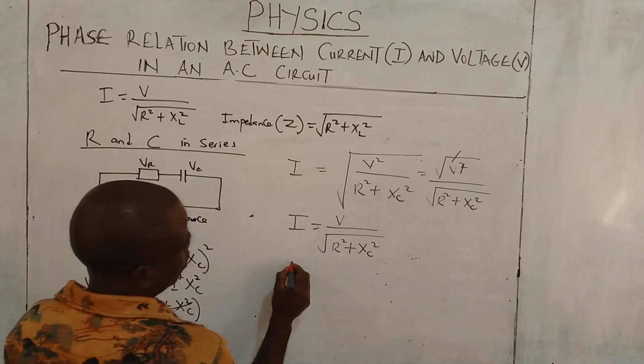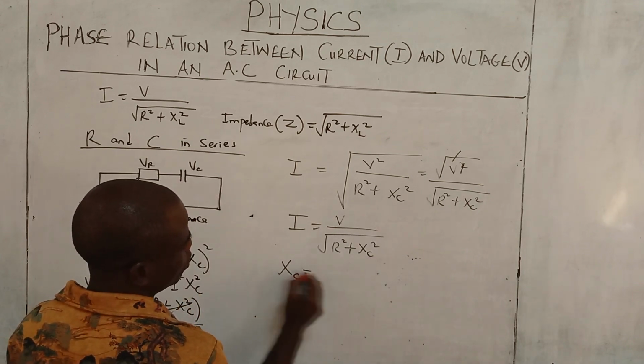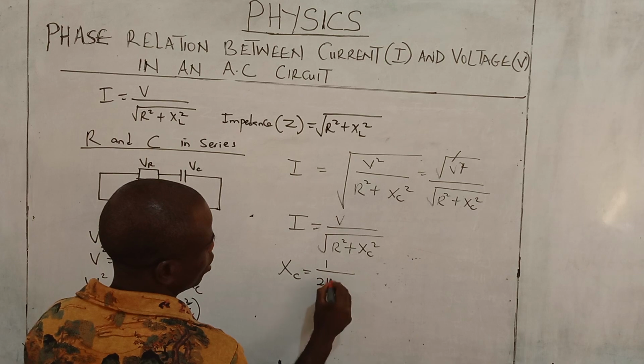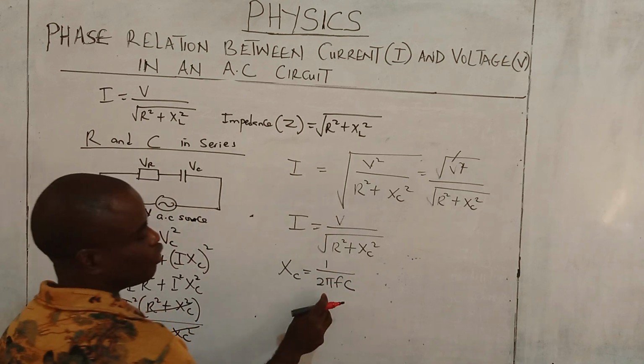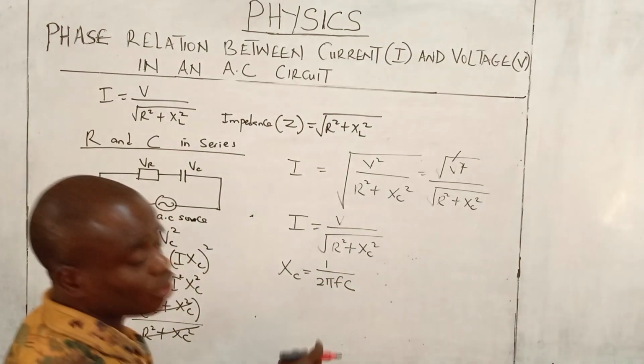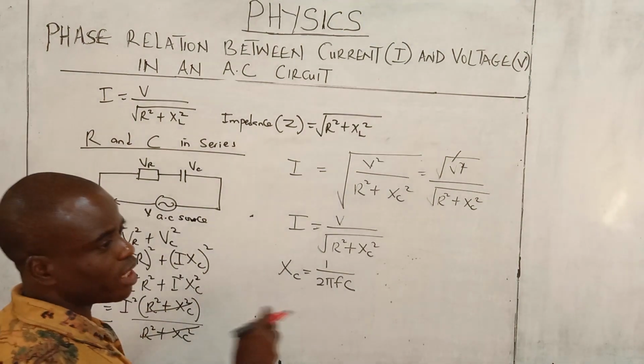In this case, we have the capacitive reactance to be 1 over 2 pi FC. But under an inductor, the inductive reactance, we have 2 pi FL.